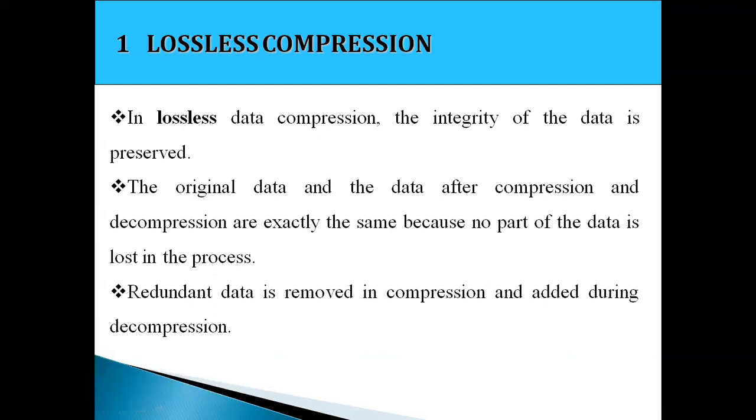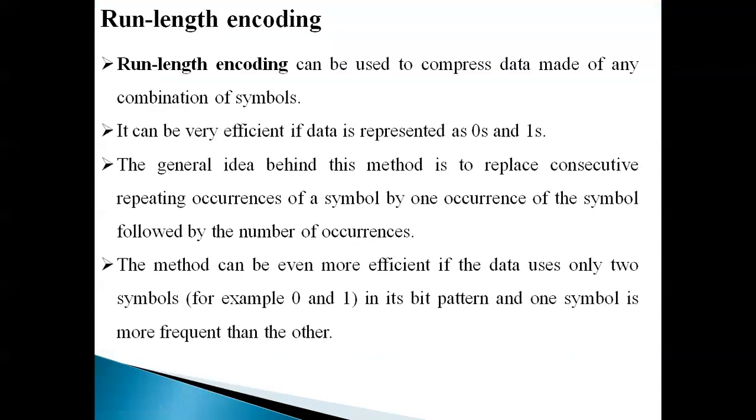Let me see this with an algorithm concept. First, for lossless compression, we are following the run length encoding algorithm. Run length encoding can be used to compress data made of any combination of symbols. It can be very efficient if data is represented as zeros and ones. So we compress data made of any combination of symbols; that is the first point we already mentioned.